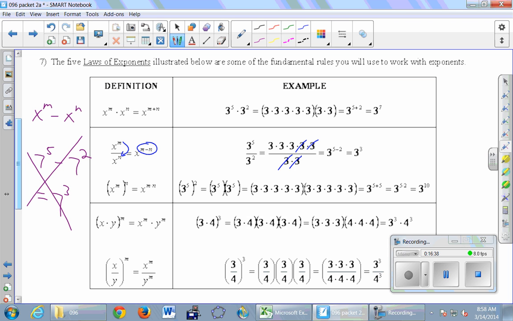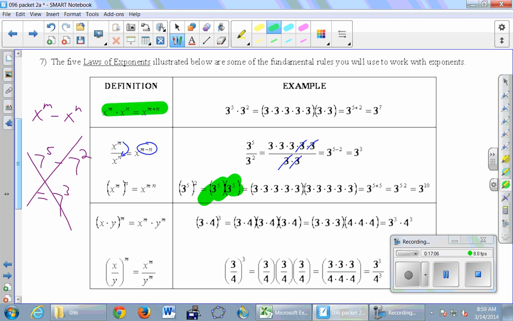Okay, the next one is here. It's when you have some exponential thing raised to another exponent. So let's look at this example. 3 to the 5th squared really means 2 copies of 3 to the 5th. Yes? You don't need to write them all out because actually this thing is this rule, isn't it? Because you have 2 exponential things multiplied.